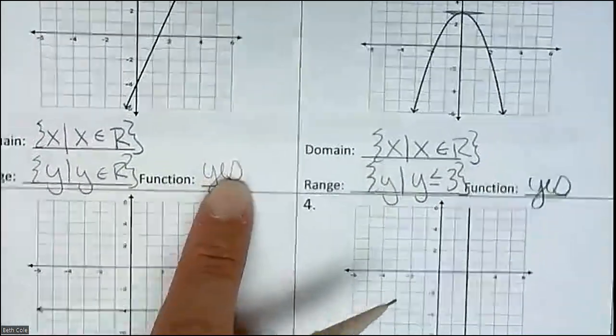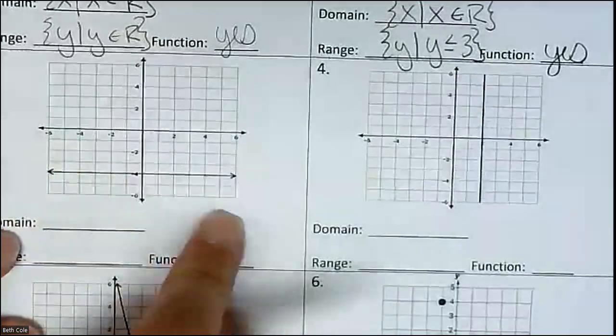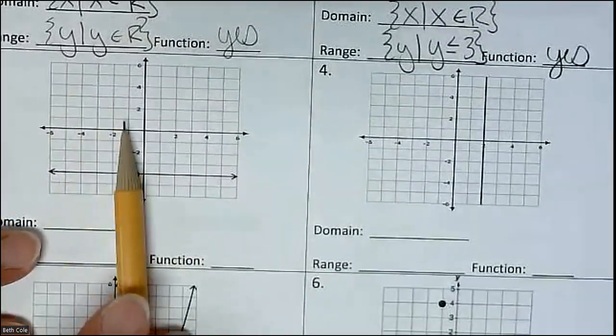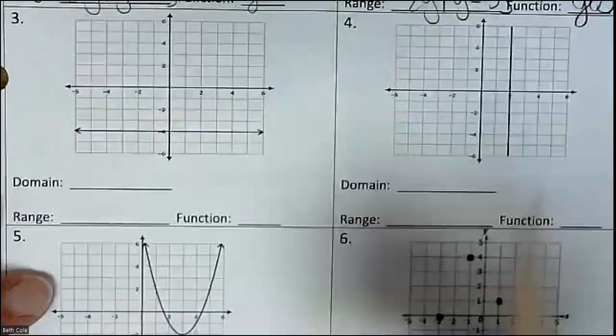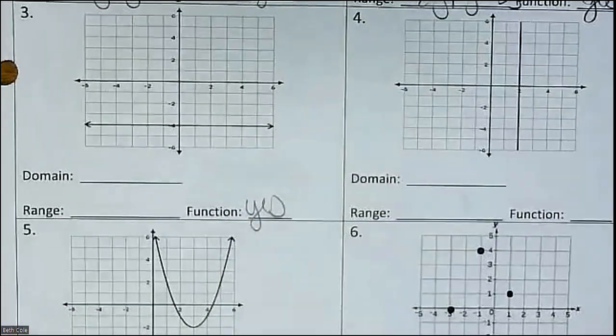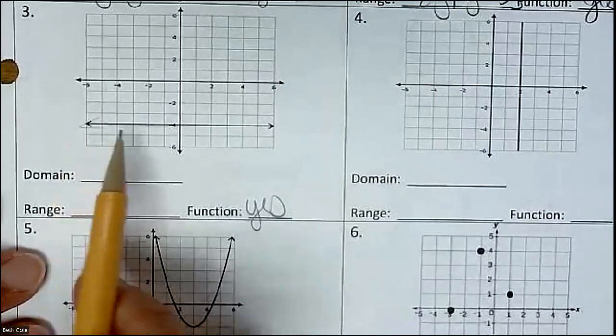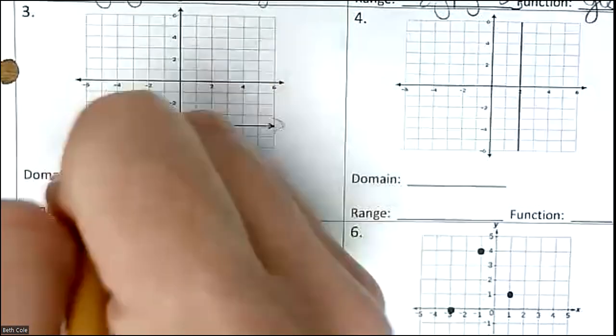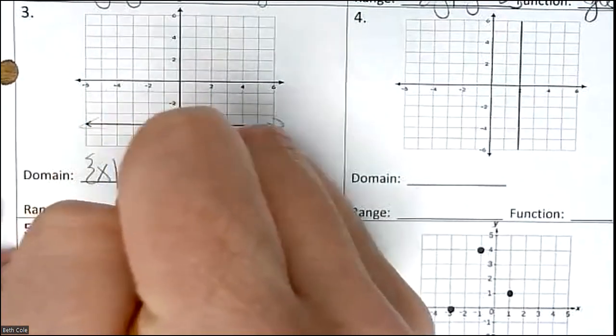Yes, this one was also a function. Well, what do you think about this one? Is this one a function? No matter where I draw a vertical line, is it only gonna hit once? Yes, so that one's a function. Does it go left forever and right forever? Yes, so your domain is everything, all reals.